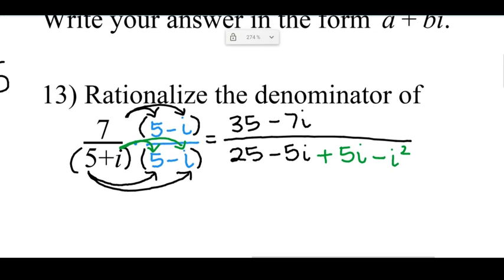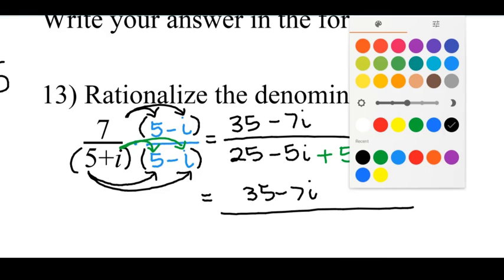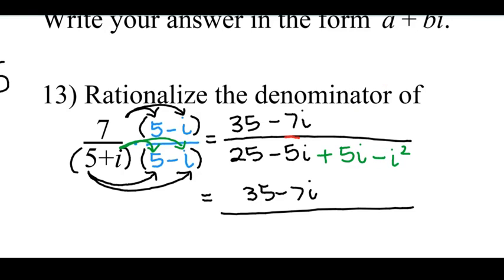That part's done. Let's just start simplifying. So on top, there's really nothing we can do, so we're going to leave that as 35 minus 7i. On bottom, however, notice something, and we talked about this just a moment ago. Anytime you multiply a complex number by its conjugate, the terms in the middle of your FOIL process or multiplication process will add up to 0. So negative 5i plus 5i is 0. So those we don't even have to rewrite.